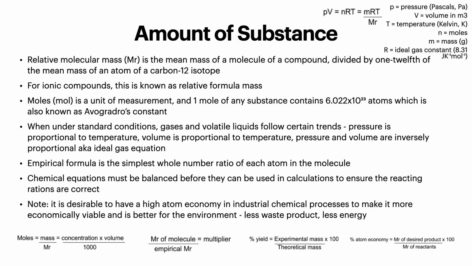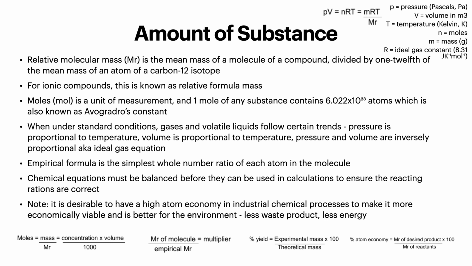Then moving forward to amount of substance. So relative molecular mass, so Mr, is the mean mass of a molecule of a compound divided by 1/12 of the mean mass of an atom of a carbon-12 isotope. Obviously, we've already discussed this definition, but I just wanted to pop it in again. So for ionic compounds, this is known as relative formula mass.